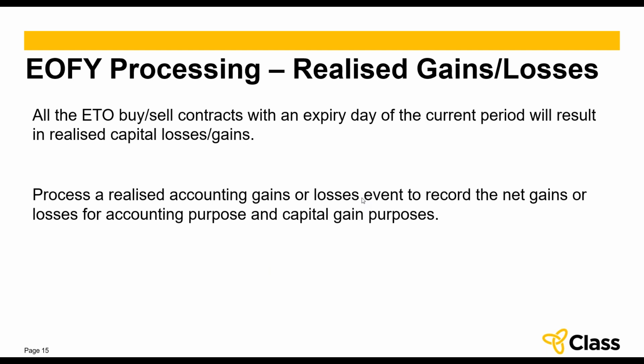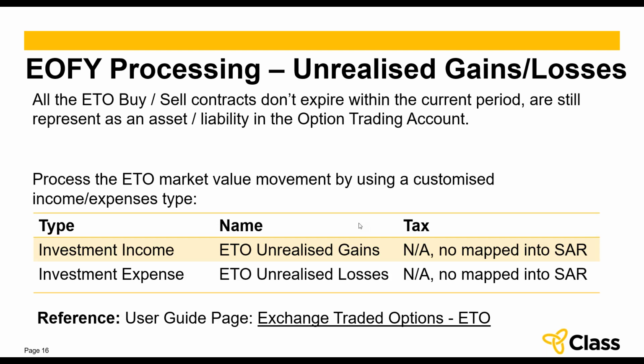So at the end of year processing, all the exchange traded option buy and sell transactions with expiry date for the current financial year will result in a realized capital gain or loss. You process a realized accounting gain or loss event to record the net gains or losses for accounting purposes, as well as for capital gain purposes. And for the unrealized gains example, any exchange traded options where the expiry date is beyond the 30 June cutoff date are either an asset or liability in the option trading account.